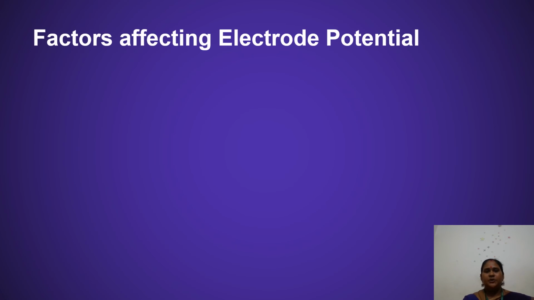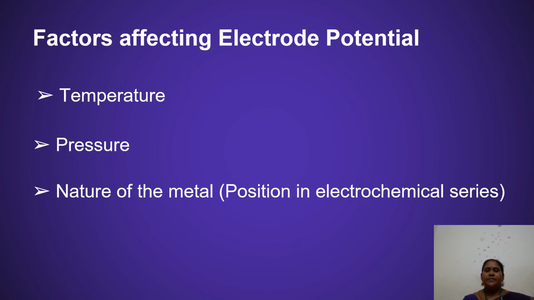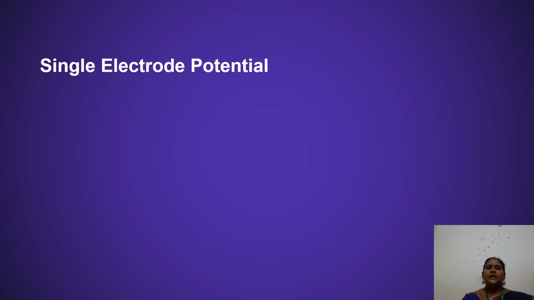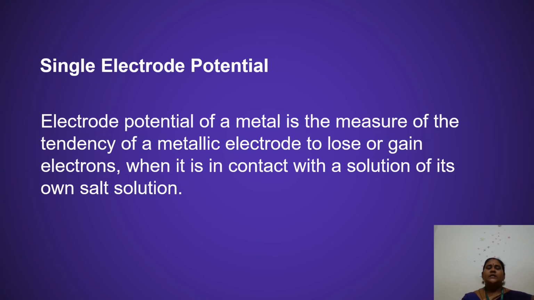Factors affecting electrode potential: temperature, pressure, nature of the metal. Here the position of the metal in the electrochemical series is considered, and concentration of ions. Single electrode potential. The single electrode potential of a metal is the measure of the tendency of a metallic electrode to lose or gain electrons when it is in contact with a solution of its own salt.